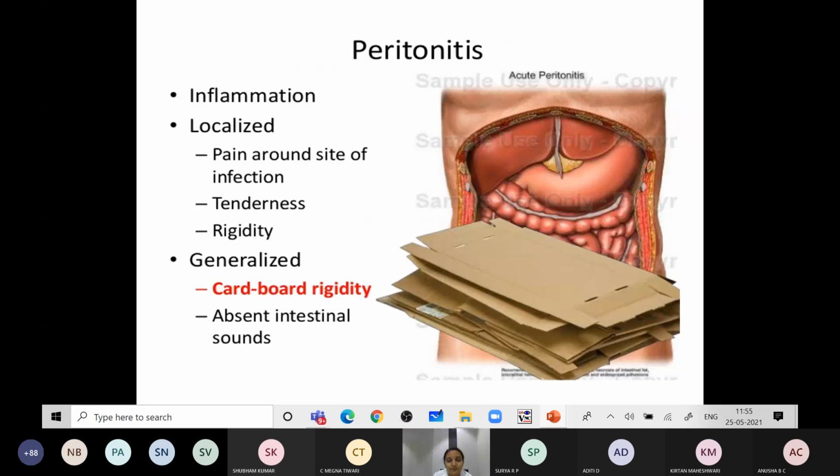Clinical aspects. Peritonitis is inflammation of the peritoneum. It may be localized or generalized. Localized peritonitis is because of inflammation of some organ. It is localized there. The pain will be felt around the site of infection, such as in case of appendicitis, we can feel the pain in the right iliac fossa.